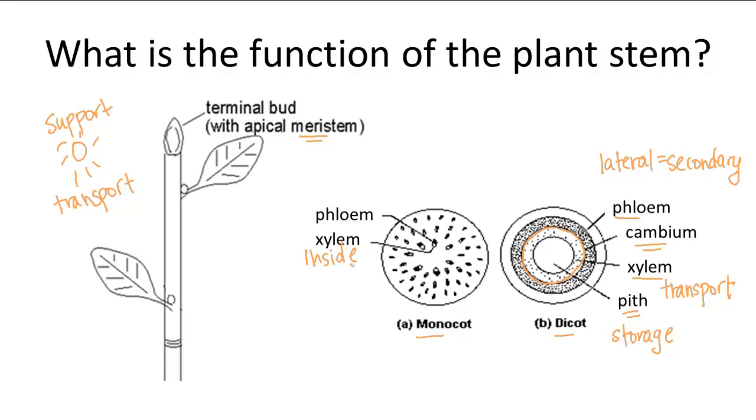Lastly, just like roots, stems also have an outer epidermis layer surrounding the entire stem, like so, and they provide water retention and absorption.